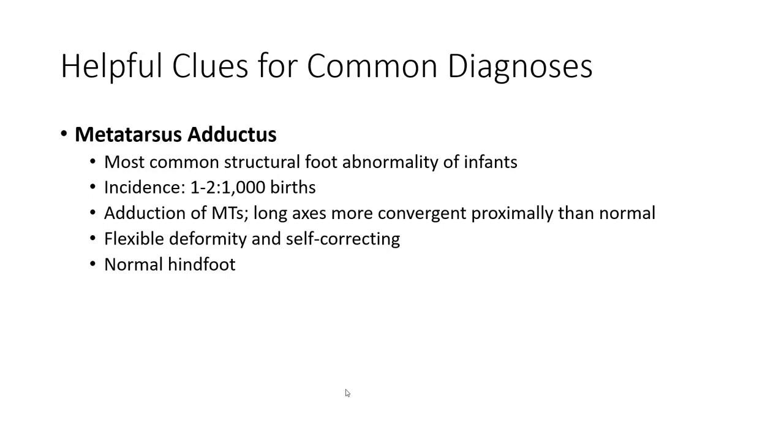Helpful clues for common diagnoses. Metatarsus adductus: the most common structural abnormality of infants, incidence 1 to 2 per 1,000 births. Adduction of the metatarsals, long axis more convergent proximally than normal. Flexible deformity and self-correcting, so not more helpful.